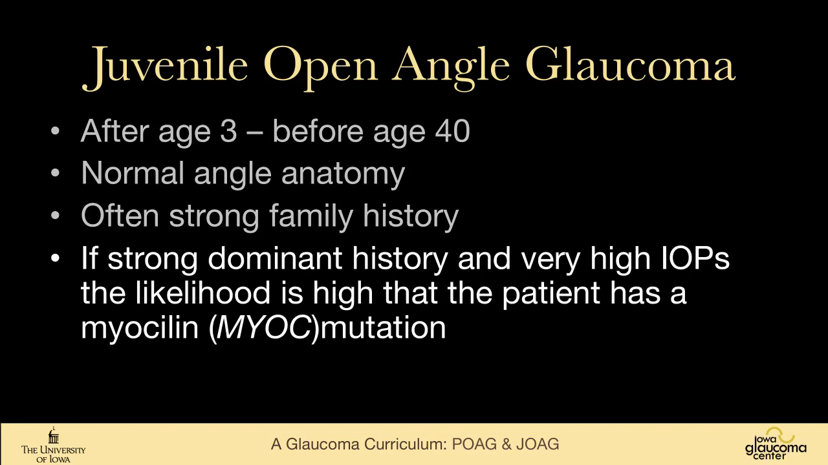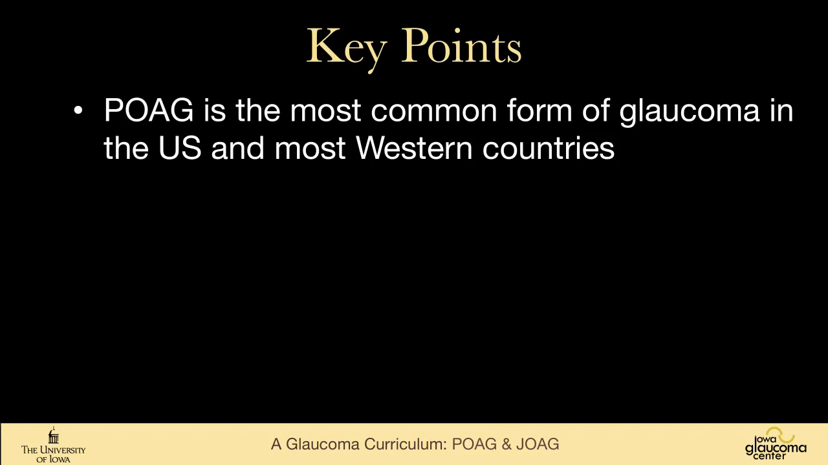If we see an individual has strongly dominant glaucoma, very high intraocular pressures at a very young age, there's a high likelihood that the patient has a myocilin mutation. So an individual who is 19 years old with pressures of 45 millimeters of mercury, whose mom and uncle have had glaucoma surgery, that sounds like myocilin to me.